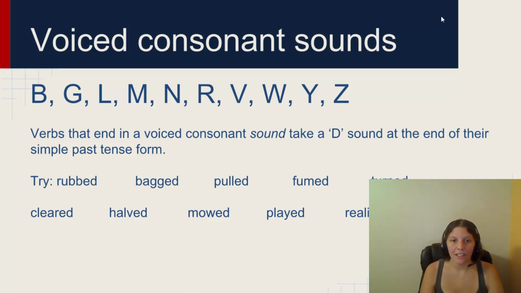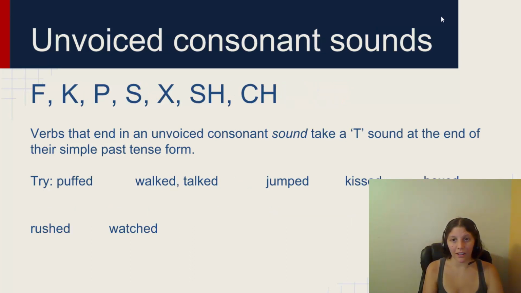There you go. Now you know how to pronounce a verb that ends in a voiced consonant sound in the -ed, the past simple. Now let's look at verbs that end in unvoiced consonant sounds. Verbs that end in some letter like f, k, p, s, x, sh, ch, or some sound like that. So in this case, the -ed at the end of the past tense will sound like a t. It'll sound like t. It won't sound like ed.